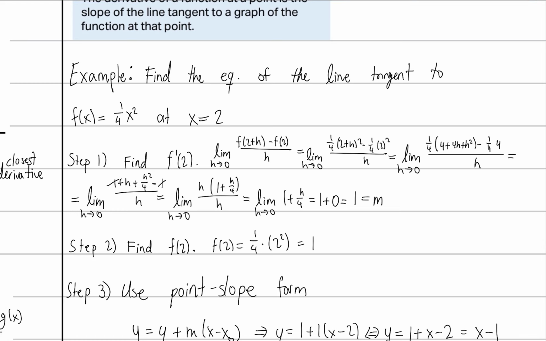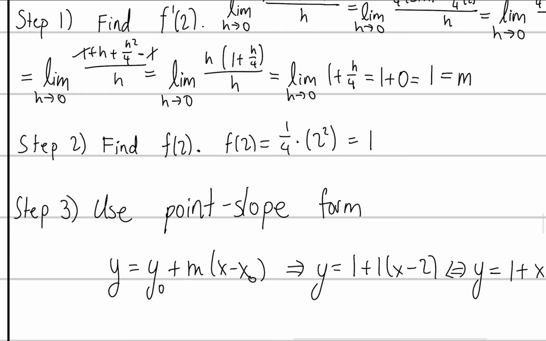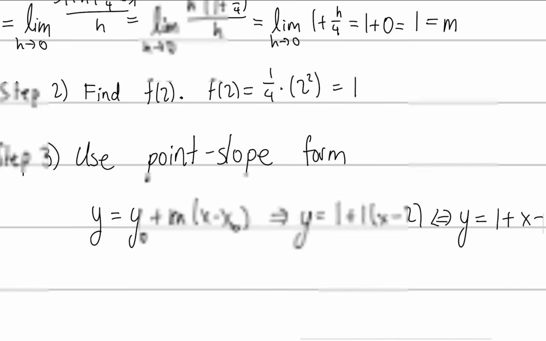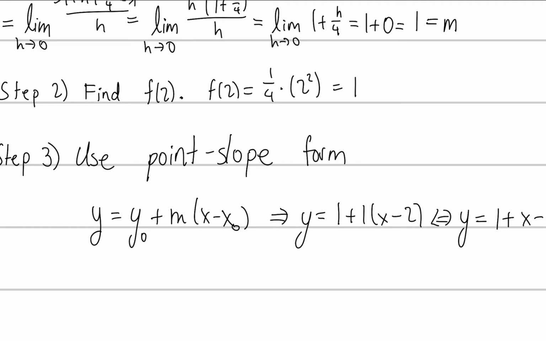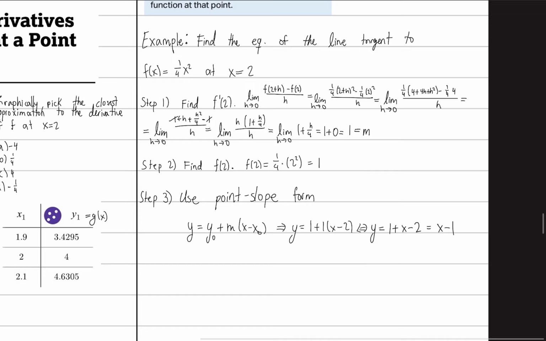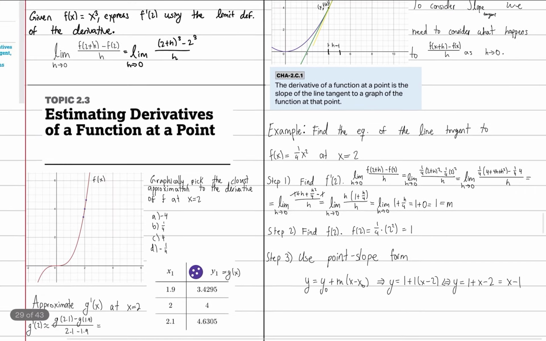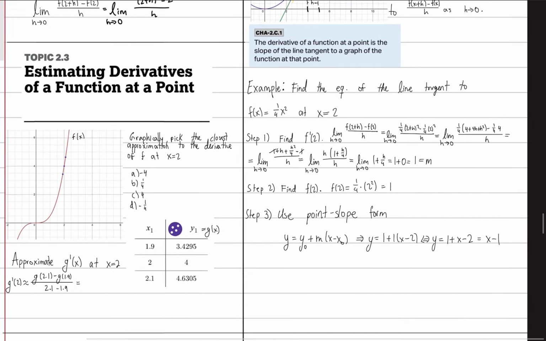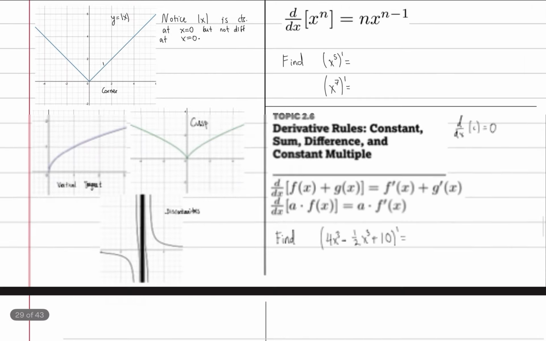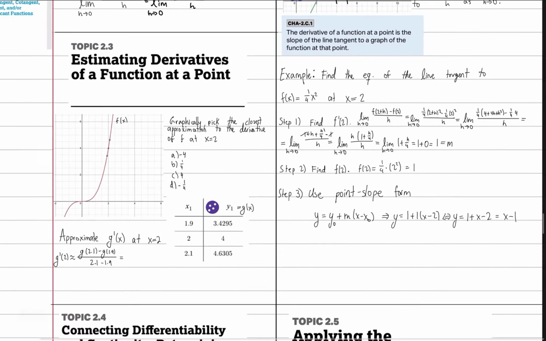We have the slope. Now a line we can express using point slope form. So we're going to find f of 2, which is our y coordinate, y1, and f of 2 is just 1. Now we're going to use point slope form, y is equal to y naught plus m times x minus x naught. Plug everything in, and y is equal to x minus 1. So if we look at the function, x minus 1 is a very good approximation for the function at the point 2.